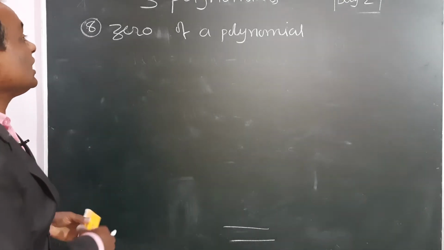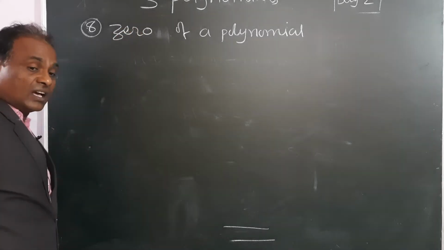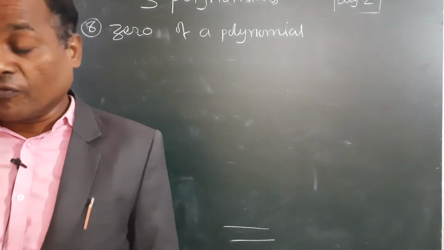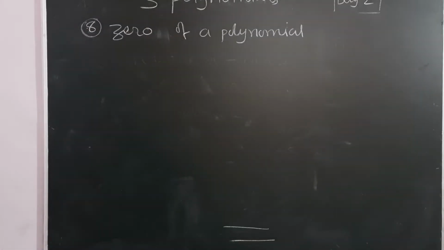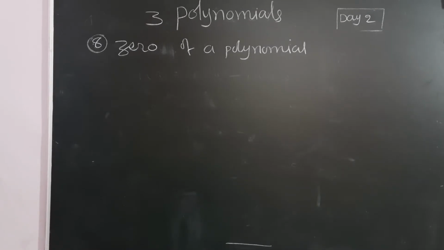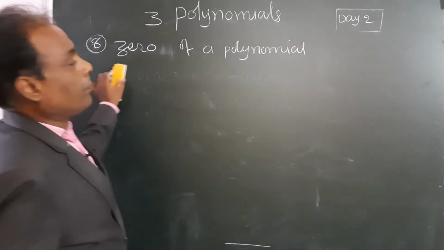Write down the heading: zero of a polynomial. This also you studied in the 8th class and 9th class. Zero of a polynomial.